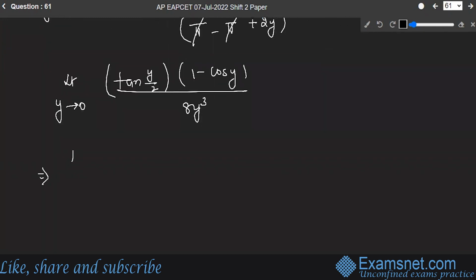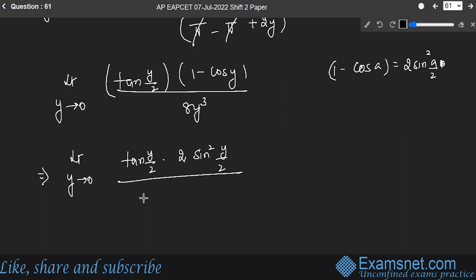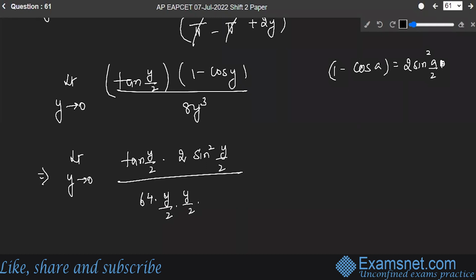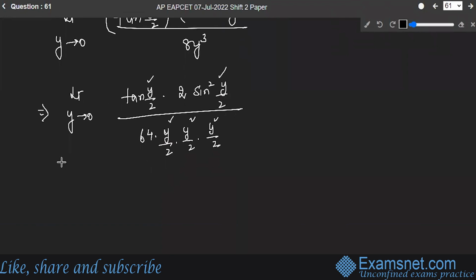Okay, let's write. See, 1 minus cos a is equal to 2 sine square a by 2. So this can be written as 2 sine square y by 2 upon 64 into y by 2 into y by 2. Now, why is that? Actually, I want to have 3 y by 2s to accommodate with this tan y by 2 and 2 sine y by 2s. Right? 8 multiplied by 8 will give you 64.